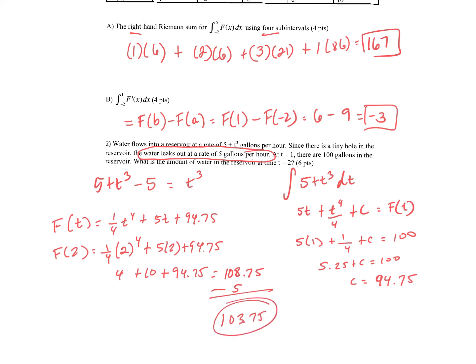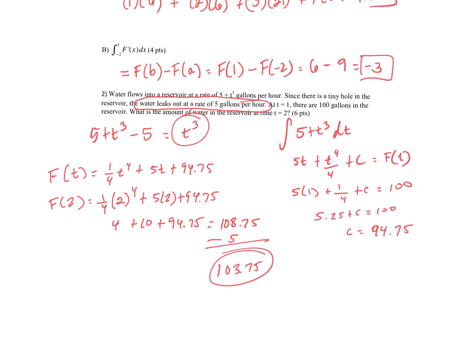Now, there's definitely other approaches here. Like I said, you could have taken the 5 away at first and only anti-derived the t cubed and wouldn't have to deal with it. You could write it as 100, which is my initial condition, plus how much water accumulates from 1 to 2 of 5 plus t cubed minus the 5 dt.